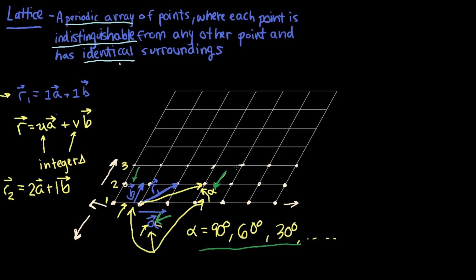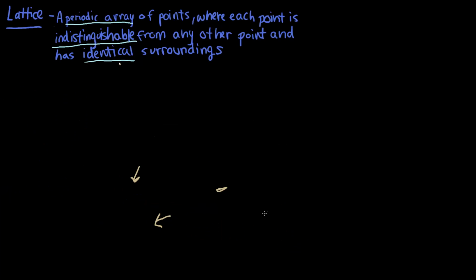In this video, we are going to look at the different types of 2D lattices. We saw how alpha can take on any angle, and there are specific values of alpha, of A, and of B that have names. So in this video, we're going to go over them.